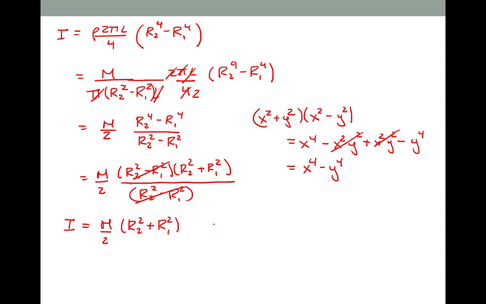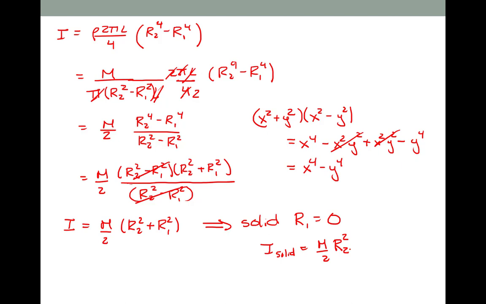Notice, in the case of a solid cylinder, if it's solid, then my inner radius equals 0. And the moment of inertia for the solid cylinder is m over 2 times the radius of that cylinder squared, which is consistent with what is given on the table of integrals provided in the last part.